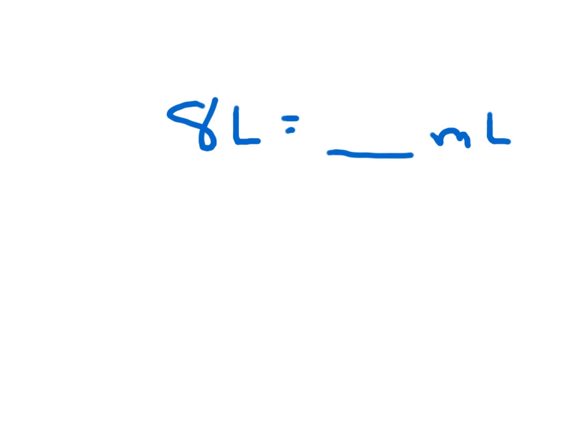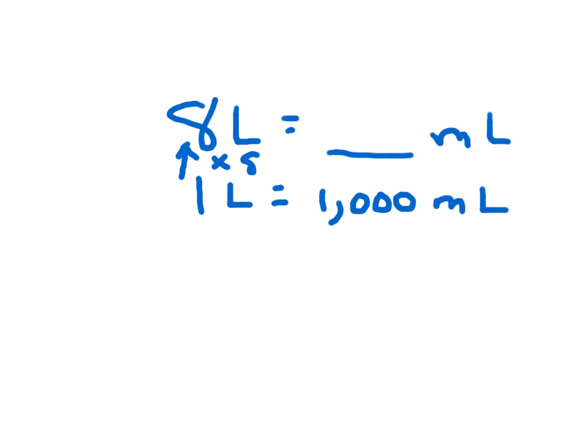Here we're asked to figure out 8 liters equaling how many milliliters. We know that 1 liter equals 1,000 milliliters. So what we do here is that we'll multiply 1,000 times 8 to get 8,000 milliliters. Alternatively, you could have gone 8 times 1,000 to equal 8,000 milliliters.